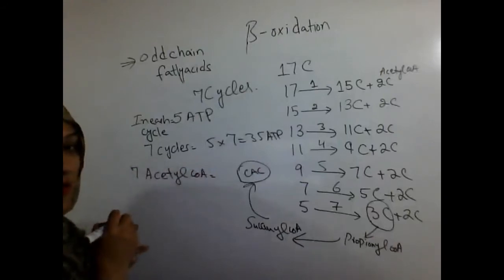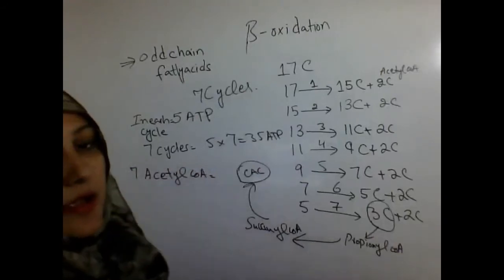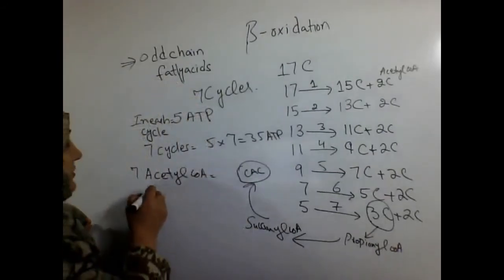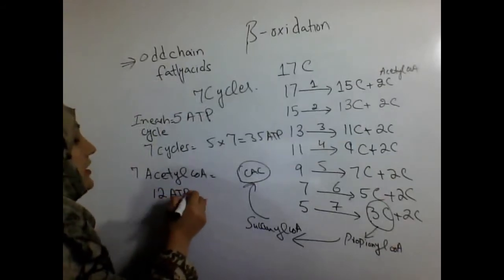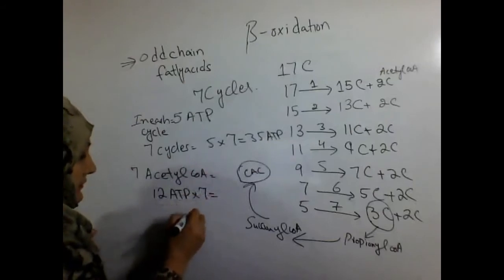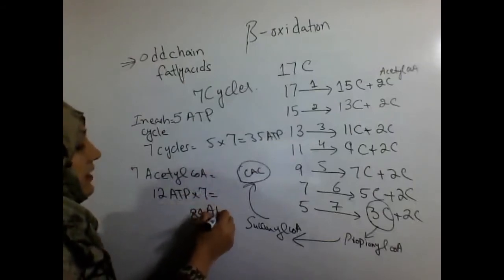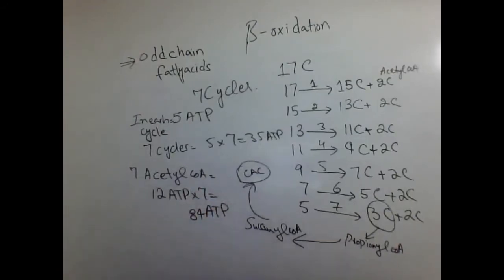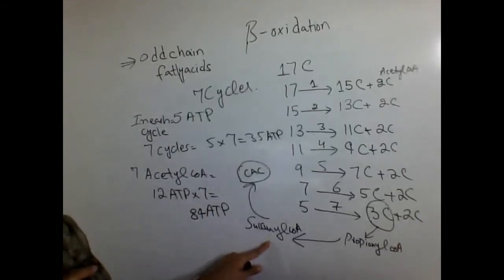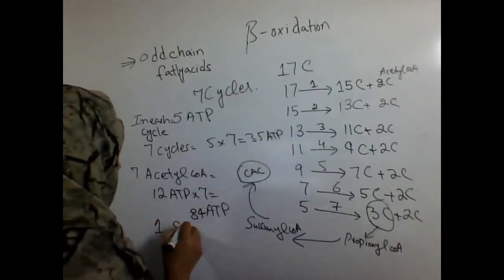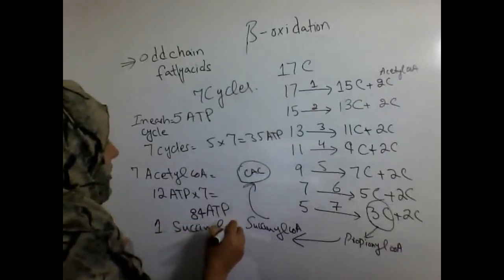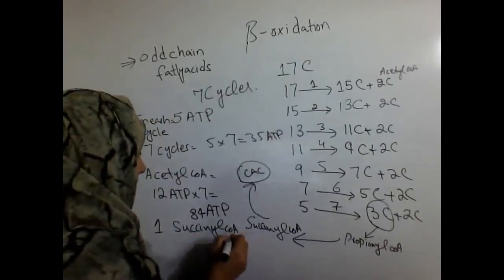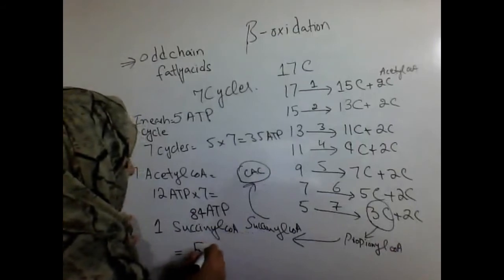When 7 acetyl CoA enter the citric acid cycle, in which one acetyl CoA produces 12 ATP, so by the 7 acetyl CoAs, 84 ATPs are produced. And one succinyl CoA is produced from the propionyl CoA, and this succinyl CoA gives, by the citric acid cycle, 5 ATPs.